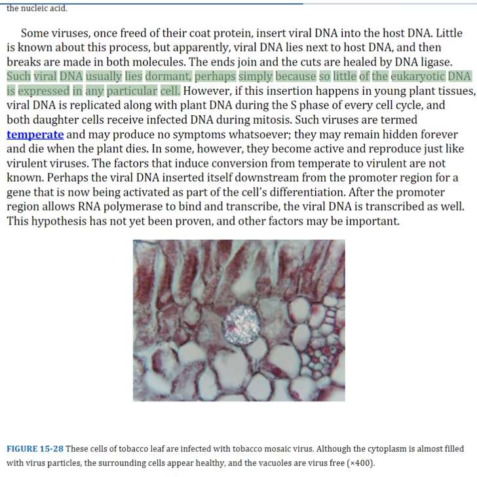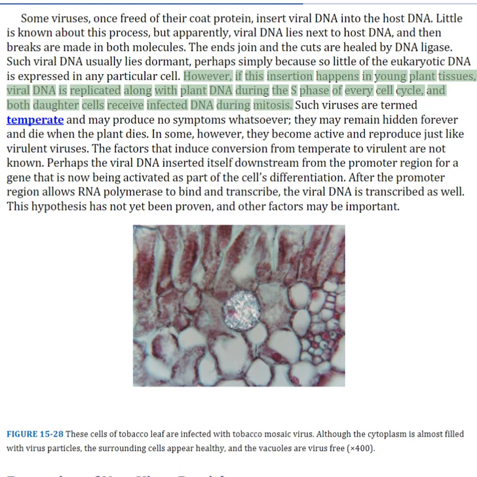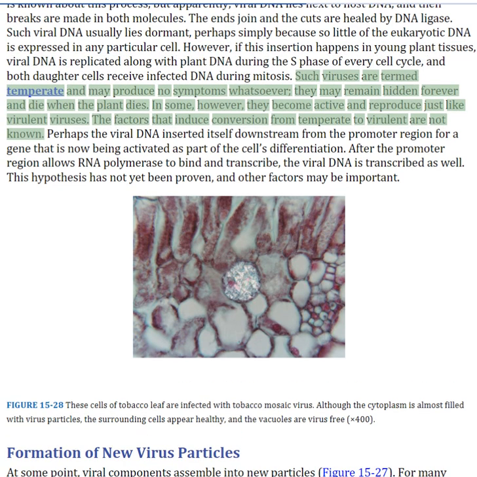Such viral DNA usually lies dormant, perhaps simply because so little of the eukaryotic DNA is expressed in any particular cell. However, if this insertion happens in young plant tissues, viral DNA is replicated along with plant DNA during the S phase of every cell cycle, and both daughter cells receive infected DNA during mitosis. Such viruses are termed temperate and may produce no symptoms whatsoever. They may remain hidden forever and die when the plant dies.